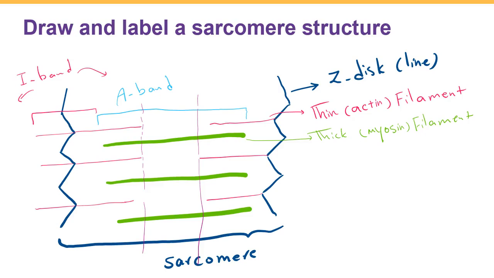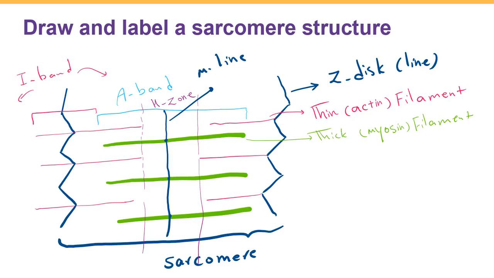It would be a lighter zone in the middle of this A band. We call this the H zone or H band. Then inside of the H zone, let's draw a line, which would be our M line. This vertical line would be our M line, which anchors the thick filaments.